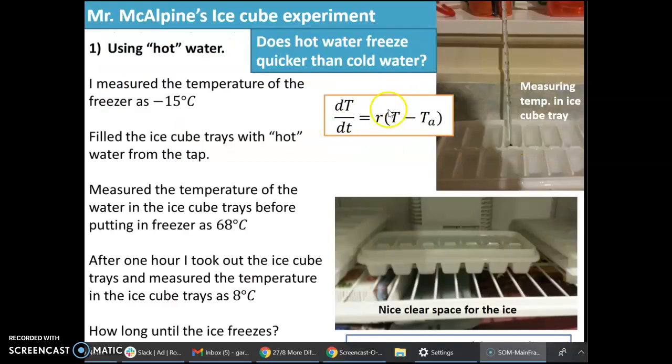Now we're going to solve an actual problem that I actually did, using this equation. These are my photos. So I'm going to show you how to solve this. I measured the temperature of the freezer to be minus 15. So that's the surrounding temperature, right? I filled them with hot water from the tap. I measured the temperature of the water before putting it in. That was 68 degrees, so almost getting close to boiled water. So that's the starting temperature. After 1 hour, I took the temperature again, and the ice cube trays were now 8 degrees. Now, how long until the ice freezes? We can use this differential equation to figure that out.